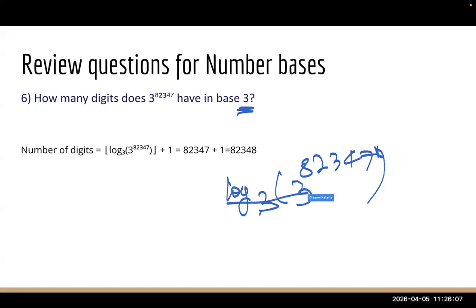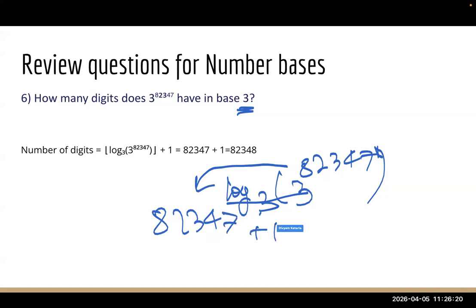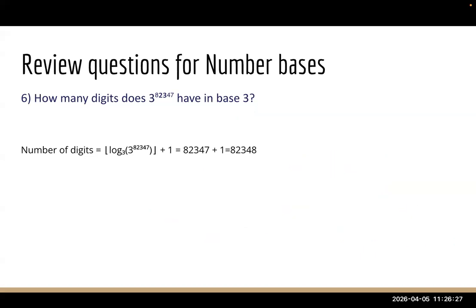And most importantly, before we do that, 82347 is the power in the log, so we'll just jump forward: 82347. Then we have plus 1 over here, it becomes 82348. So we have 82,348 digits.